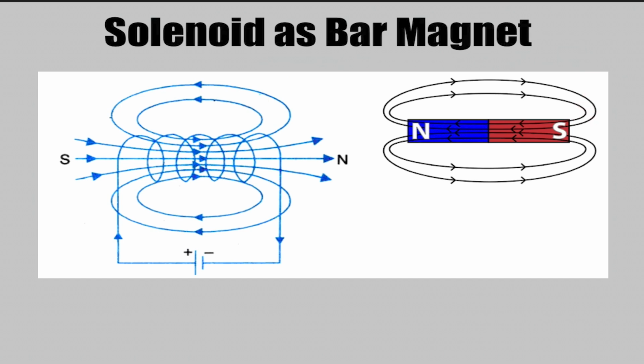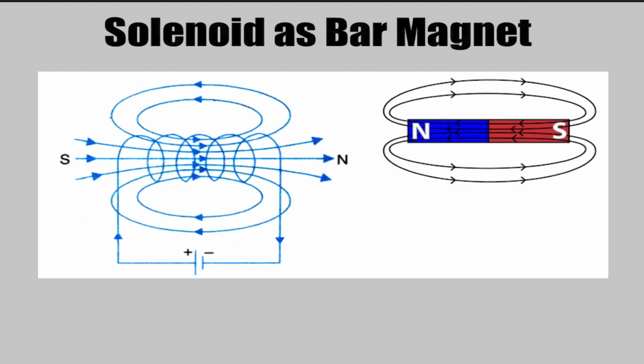Coming to the magnetic field pattern inside the solenoid and inside the magnet, it is very clearly seen in this picture. The magnetic field lines inside the solenoid are parallel to each other. In the same way, the magnetic field lines inside the bar magnet also are parallel to each other.